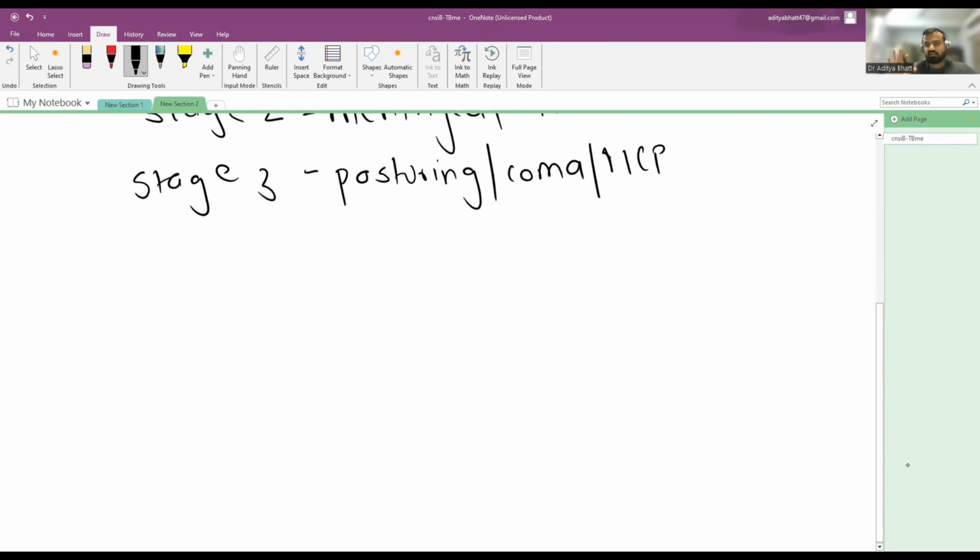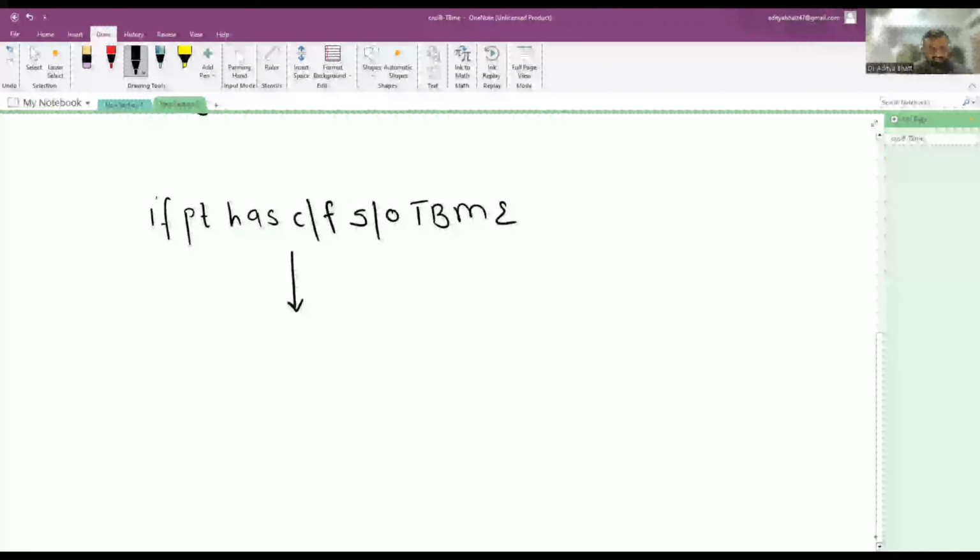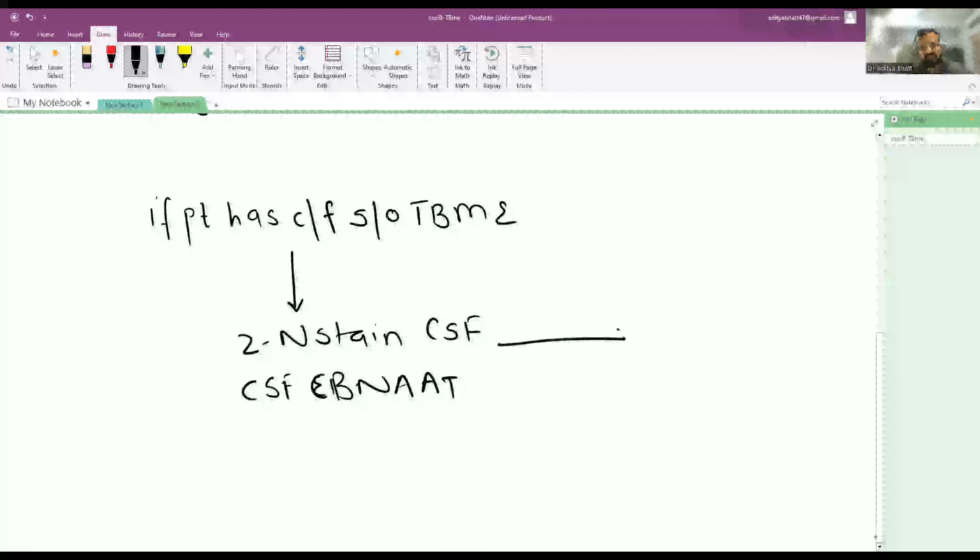But when to suspect? The diagnostic algorithm of TB meningoencephalitis, TBME: if the patient has clinical features suggestive of TBME, like the 3 stages we talked about, you have to investigate the patient. The first things you have to send are 2 investigations: one is the ZN stain of CSF and the other is CSF CBNAAT. If any one of them is positive, then the diagnosis is TBME.